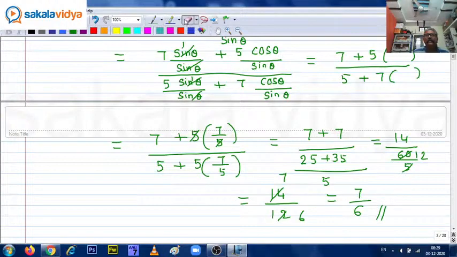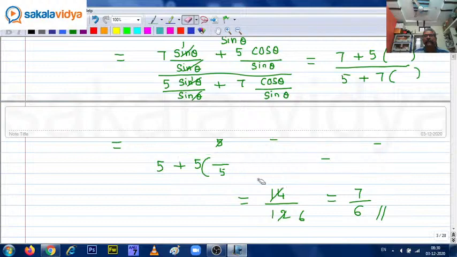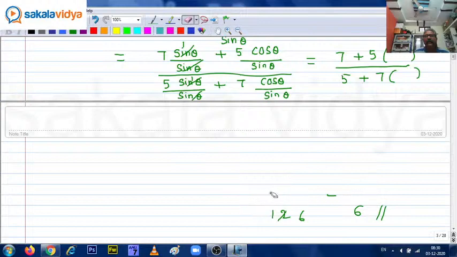Sorry, mistake here actually. I did a calculation error. So it needs to be rectified. So now you check it now.